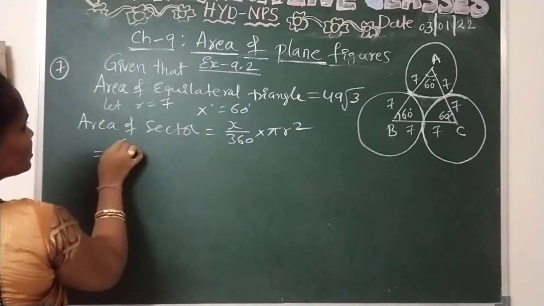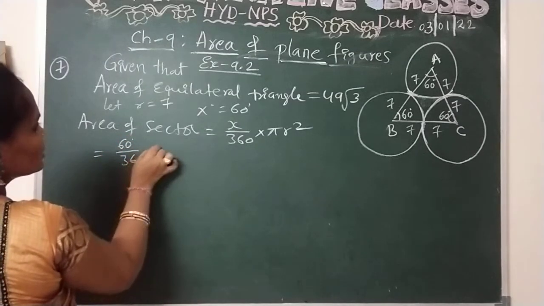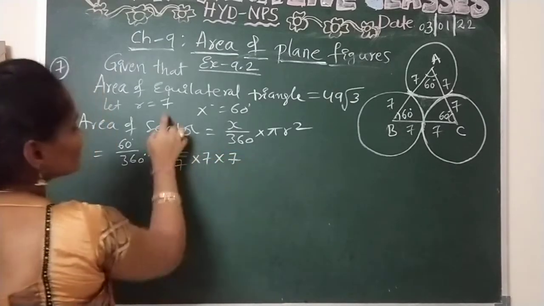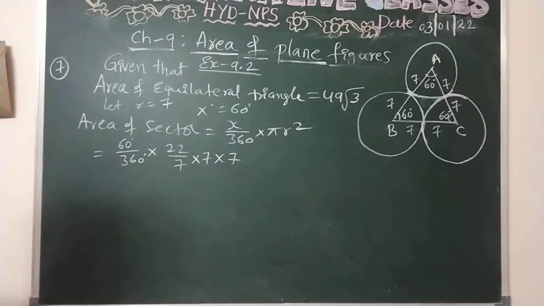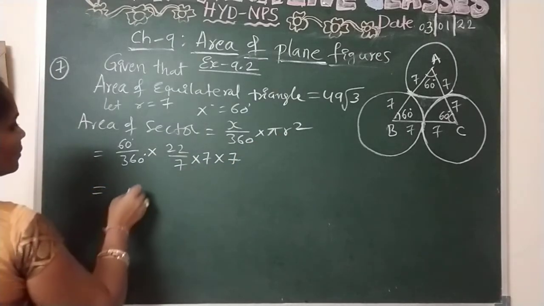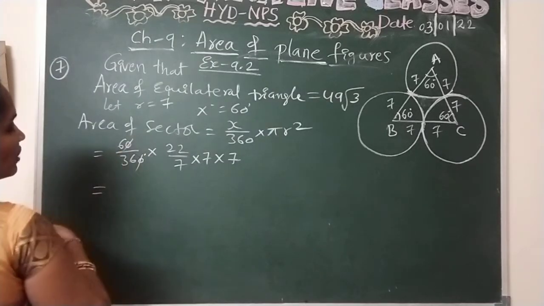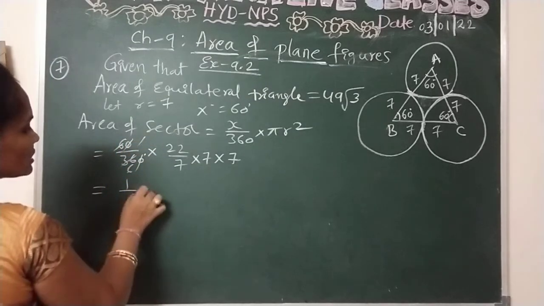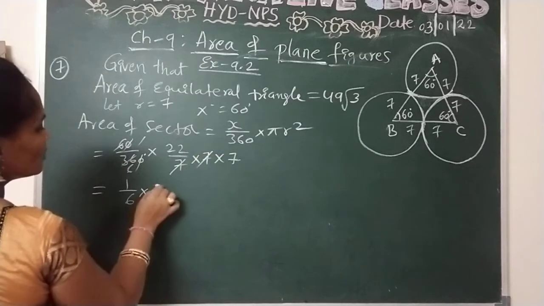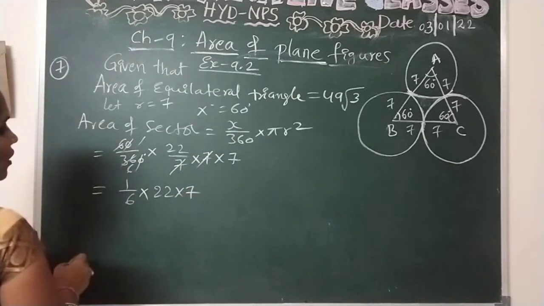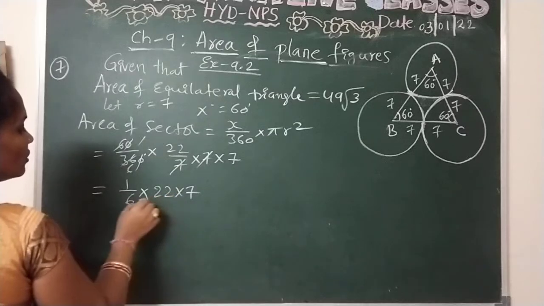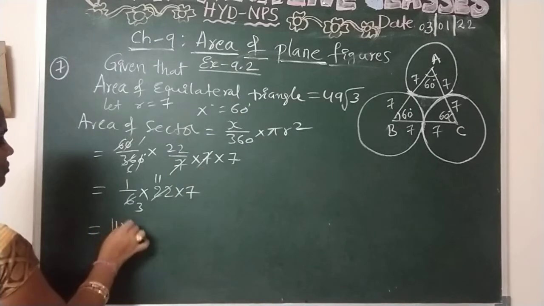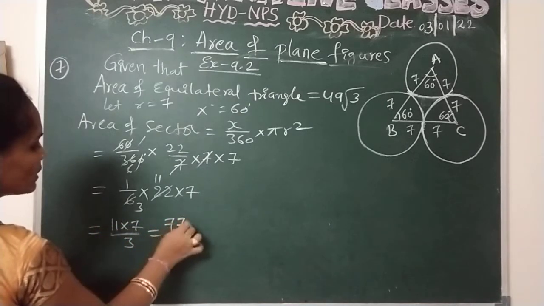Now x is 60 degrees by 360 degrees into pi value 22 by 7, r square is 7 into 7. Now the zero will cancel. If there is any cancellation, do it. 6 ones are 6, 6 sixes are 36. So 1 by 6 into 22 into 7, here 7 will cancel. Now we can do it with the 2 table: 2 ones are 2, 2 threes are 6. So here 11 into 7 by 3, that is 77 by 3.